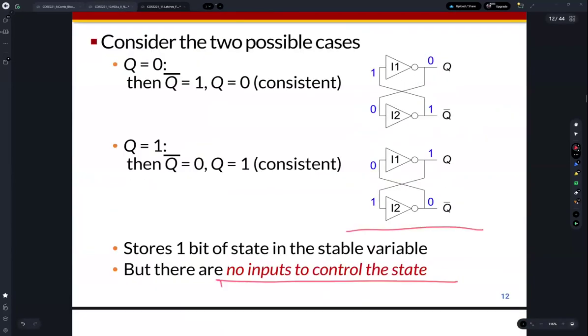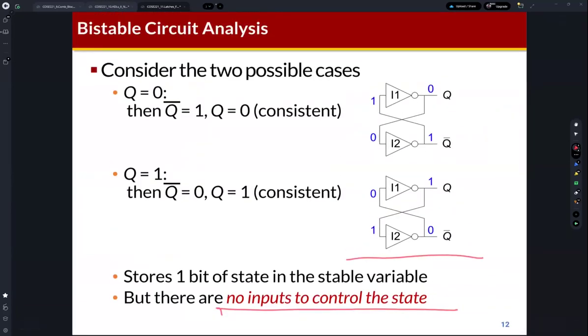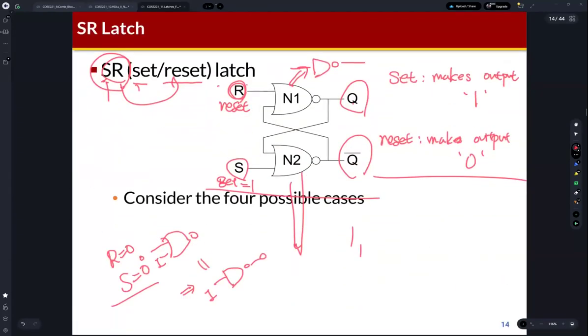So just remember that by a bistable circuit, you can store data. But in order to control the stored data, we need input, and we can implement the SR latch. Okay, so I'll stop here. Any questions?